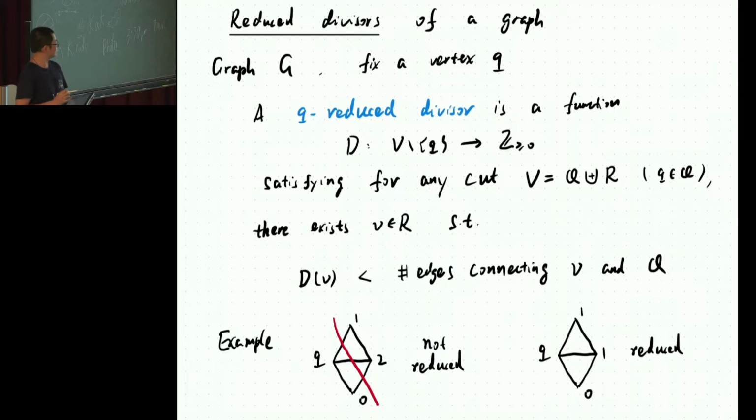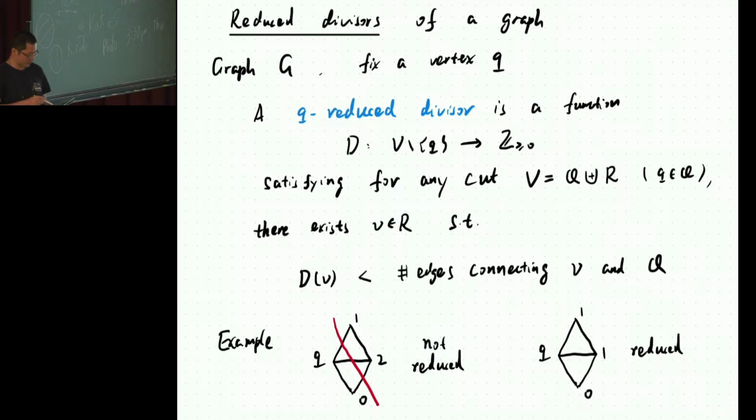Now you might want to ask what a reduced divisor is. This is something I don't really want to talk about, because it's sort of useful or sort of useless for you to understand the talk, but I will just go over it quickly. We fix a graph G, then we fix a vertex q. A q-reduced divisor is basically a function. You look at this graph. Basically, I'm putting some integers on these vertices, so it's just a function. It should satisfy some conditions.